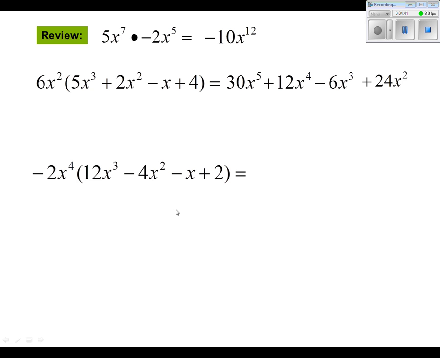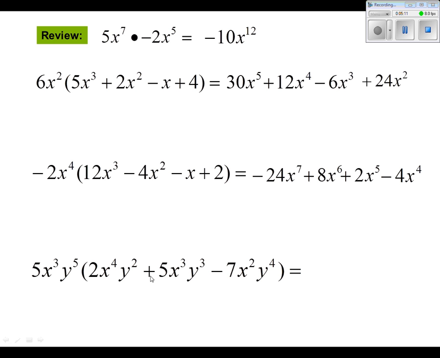Next example, same thing. I take the negative 2x to the power of 4, multiply it in, so I've got negative 24x to the power of 7. Then the negative 2x to the 4 goes to the second part, and I get positive 8x to the 6. Then to the negative x, I get positive 2x to the power of 5. And then to the last one, I get negative 4x to the power of 4. It's in standard form, so I am done.